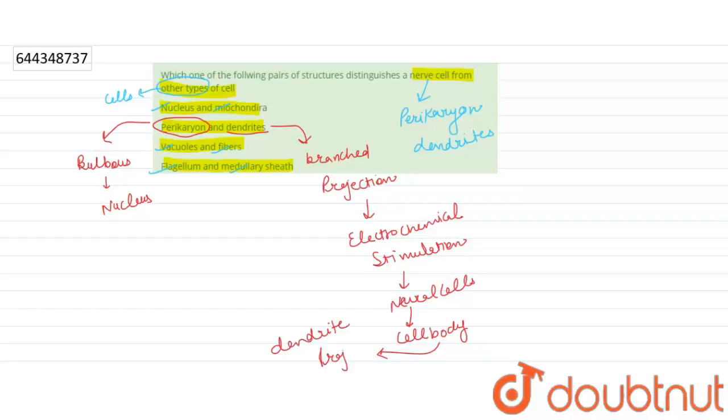So student, the right answer is perikaryon and dendrite.